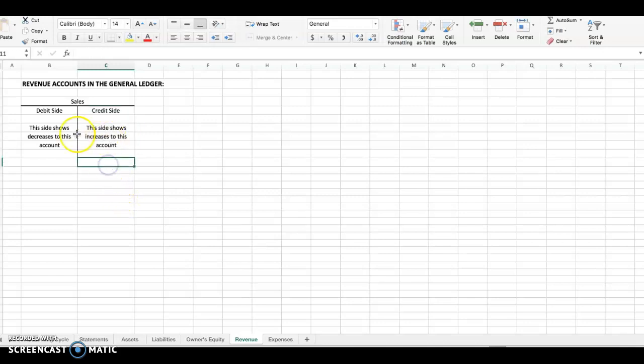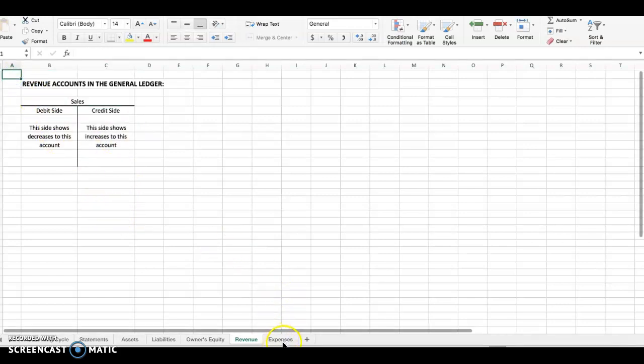Debit side would show decreases. That would be a bit unusual, but assume we return money for somebody who brought merchandise back, for example. And we'll talk about that much later. But typically, most things on the revenue account would be shown on the increase side, the credit side.